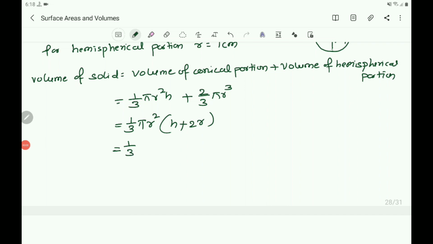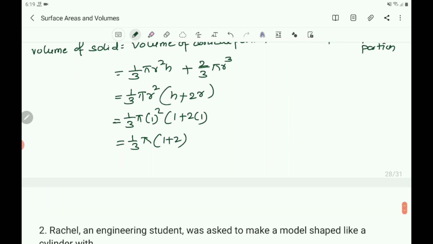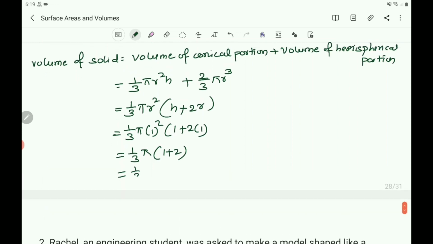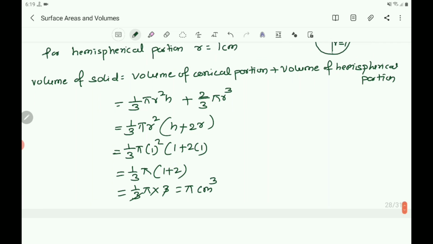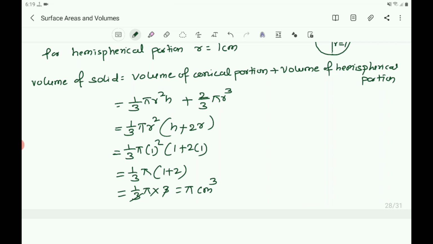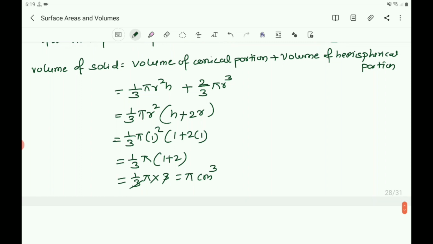Then you write 1 by 3 pi as it is and put the value of r square, that is 1 square, then h is also 1, plus 2 into r, that is also 1. Then it becomes 1 by 3 pi, 1 square is 1, you can leave it, then 1 plus 2, then it becomes 1 by 3 pi into 3. 1 plus 2 is 3, 3 cancels, you will get pi cm cube. The volume of the solid, we have to express this in terms of pi, so it is pi cm cube is the volume.